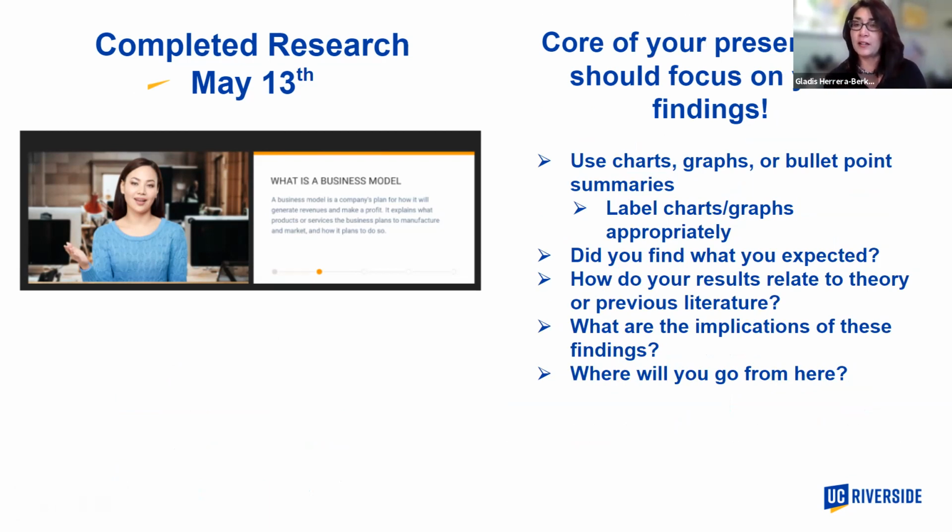For yourself, when you put your presentation together, you want to make sure that you are asking yourself the following questions. Did you find what you were expecting? How do your research results relate to the theory or previous literature? What are the implications of your findings? Where is it going to go? These are typical questions that the audience may ask you. So you should have those in the back of your mind so that you're prepared to answer them. And again, make sure that your presentation is already addressing them.